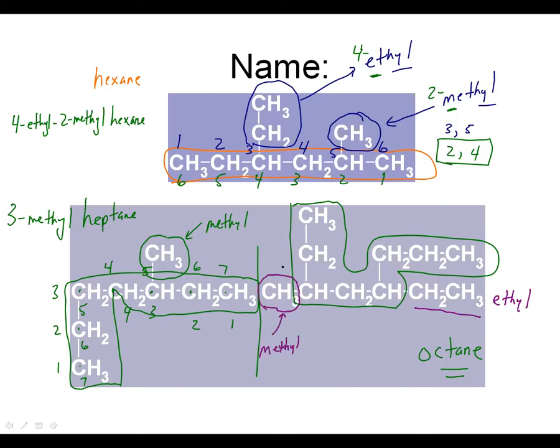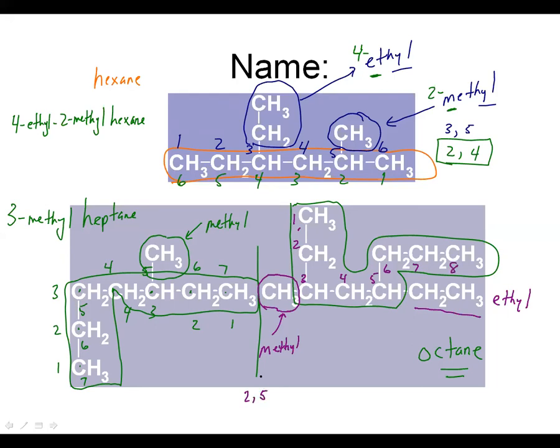So we do want to do some numbering. And in this case, we want to make sure, again, numbering wise, we end up with the smaller numbers. So if I start numbering up here, this would be carbon 1, carbon 2, carbon 3, carbon 4, carbon 5, carbon 6, carbon 7, and carbon 8, which means if I go kind of the purple way, I have a group at carbon 2 and carbon number 5.